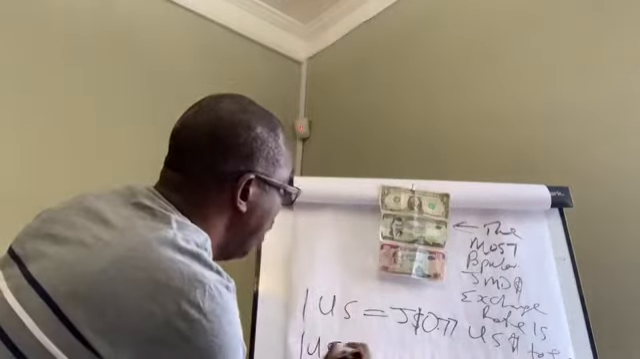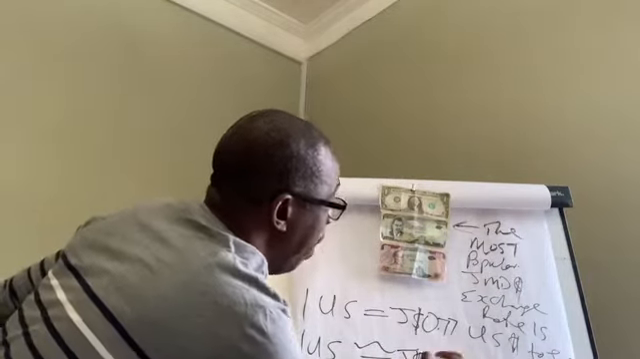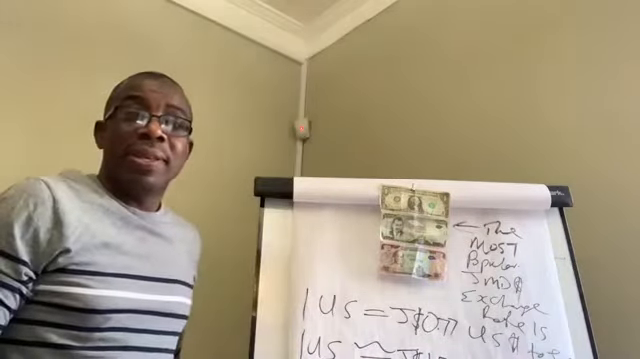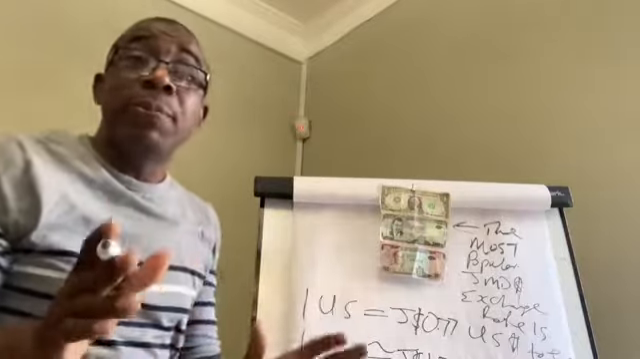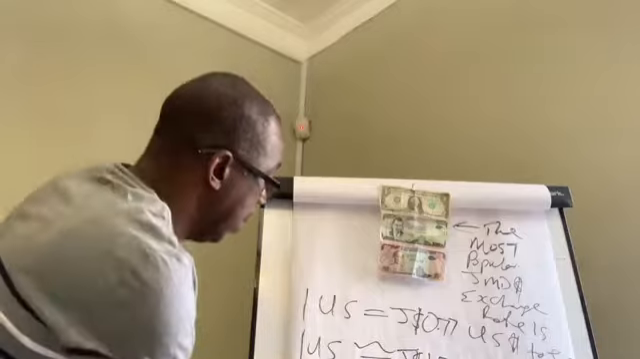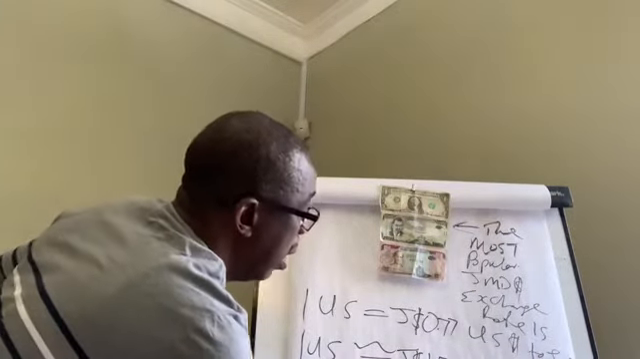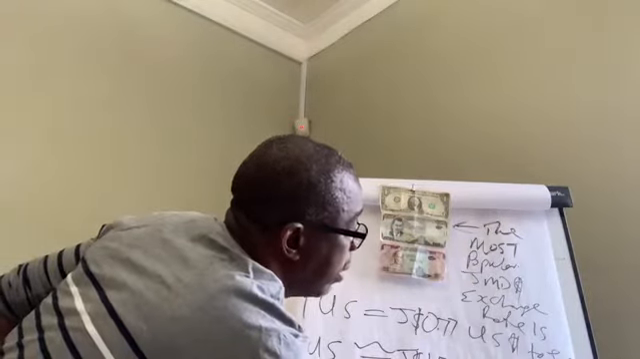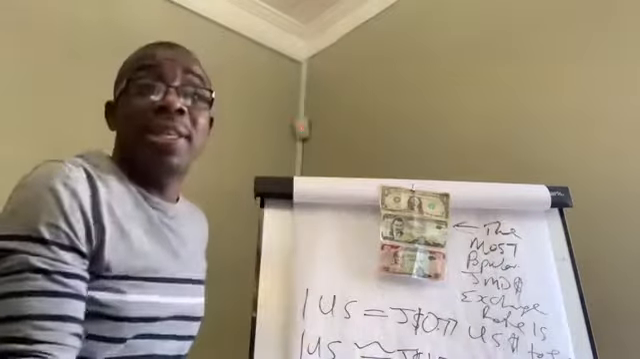1 US, approximately J$150. Does it look real? It is, but it's a simple process. Or if we flip the inverse, we'll roughly say that 1 J dollar is approximately 0.006, call it 0.8 US cents.